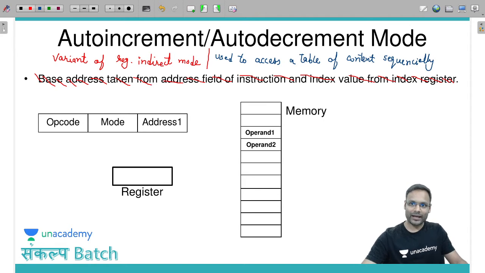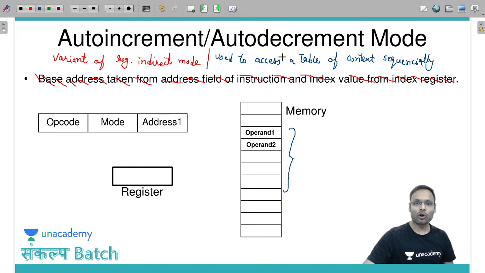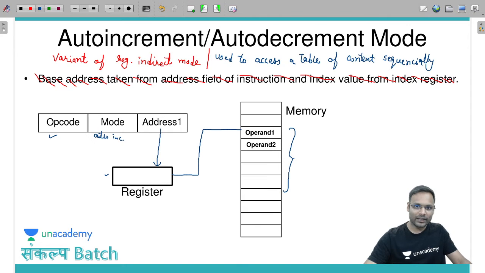So if we want to access some number of operands sequentially, with the same operation, then you can use auto increment decrement mode. It's a variant of register indirect mode in which the register content is automatically incremented or decremented. How? This is the instruction, same operation, mode is, suppose, auto increment. So this address will redirect us to a register. This register will point us to operand number 1. On this operand, the operation is performed.